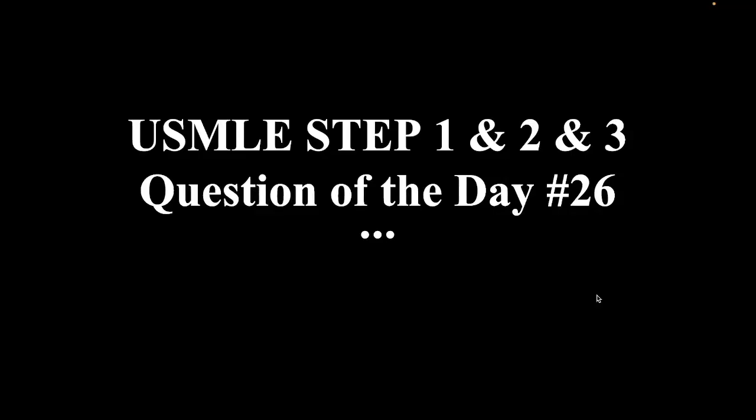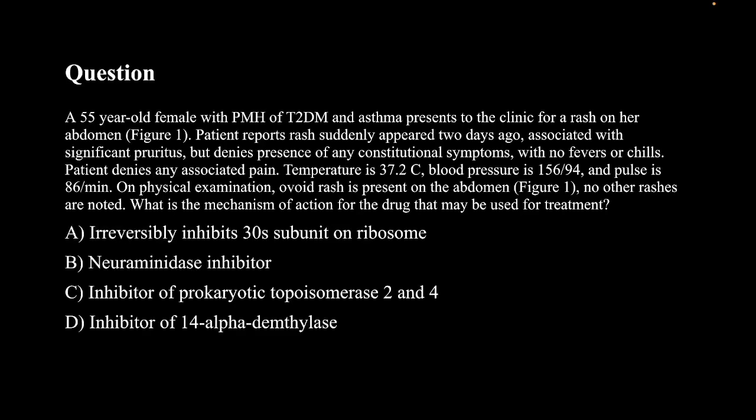Hey everyone, so today I'm back with another mock USMLE question. This is going to be question number 26. So you have a 55-year-old female with past medical history of type 2 diabetes mellitus and asthma who comes to the clinic for a rash on her abdomen, and I'll show the rash in a second.